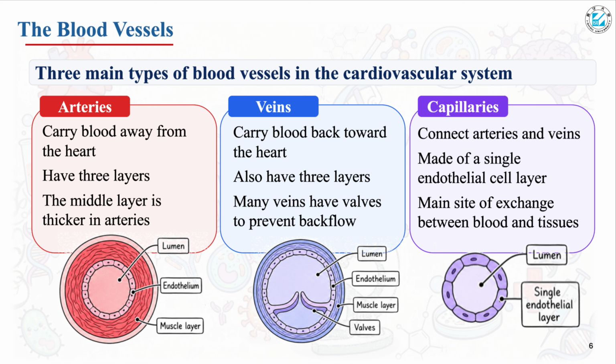Capillaries are the smallest blood vessels. They connect arteries and veins. Their wall is made of a single layer of endothelial cells. This thin structure allows exchange between blood and tissues.